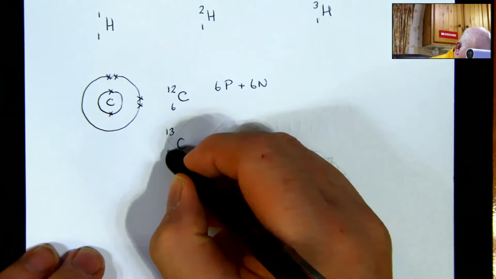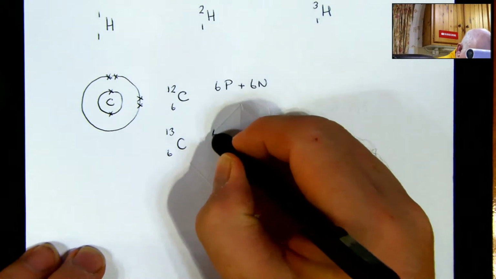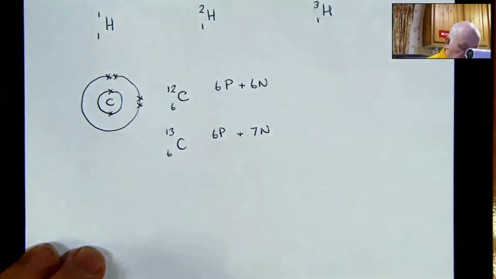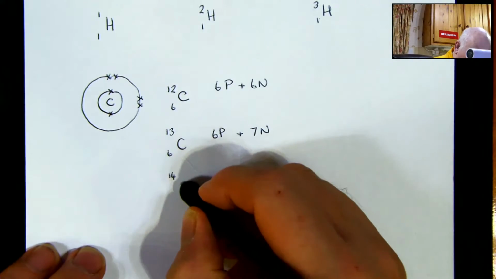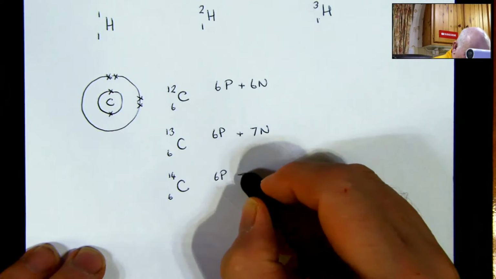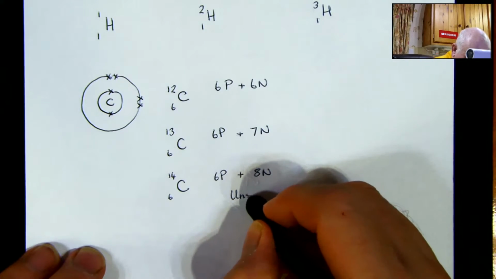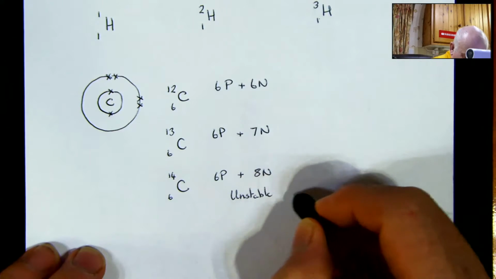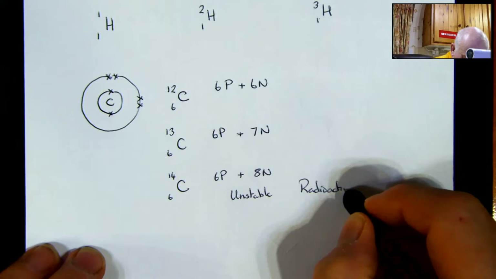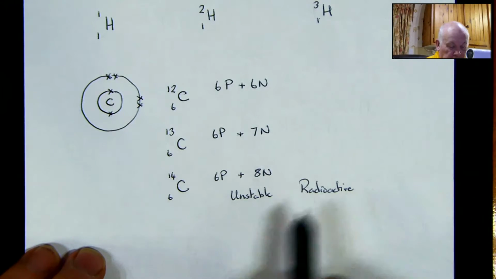You won't be surprised perhaps to realize there's another version of carbon, carbon 13. This will have 6 protons, but it's got 7 neutrons. And there's a third version of carbon, carbon 14, 6 protons, and this time 8 neutrons. And this one is unstable, so therefore it is radioactive. Not all elements are radioactive. It's just some of them are.